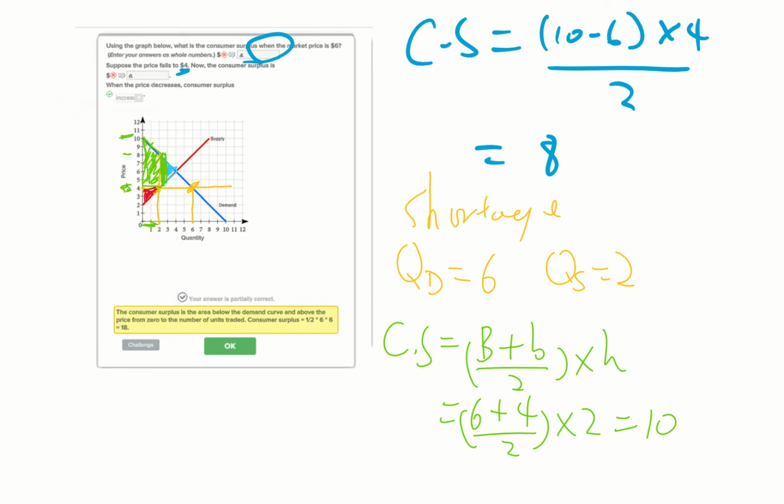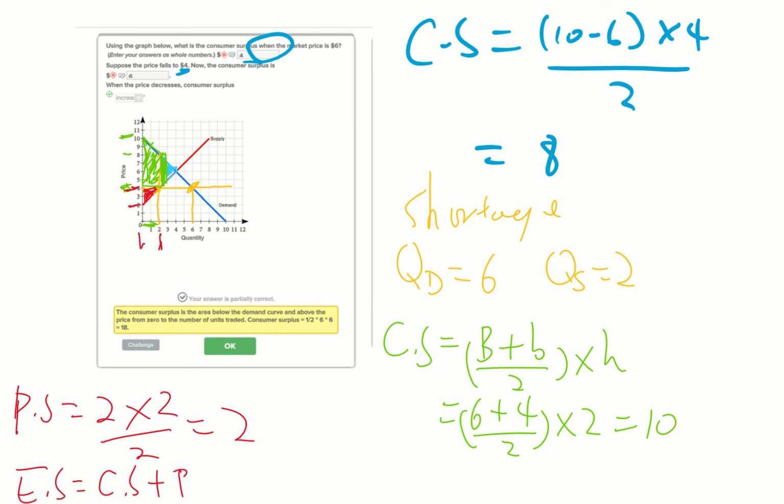Now for producer surplus, it will be the little triangle below. Give me red. So producer surplus, the little triangle below. So from 2 to 4, that's a 2, times from 0 to 2, that's a 2, divided by 2, that will be a 2 for your producer surplus. And then economic surplus is the total between consumers plus producers. So that will be 10 plus 2, which is 12.